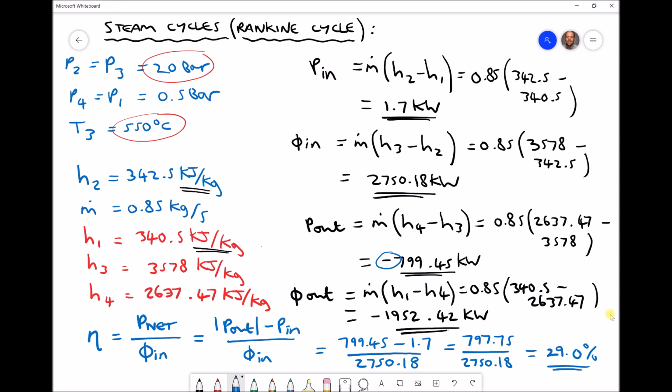So just to summarise, in this video we were asked to determine the rate of energy transfer at each stage in our Rankine cycle. We were also asked to determine the overall efficiency of the cycle. However, before we were able to determine the rate of energy transfer and the efficiency, we first had to determine our enthalpy values at position 1, 2, 3 and 4. Having determined our enthalpies, we were able to calculate the rate of heat transfer, and we were also able to calculate the overall thermal efficiency of our Rankine cycle.